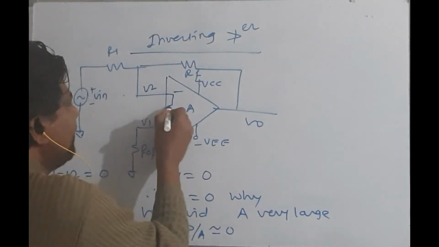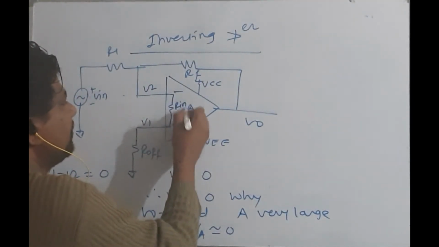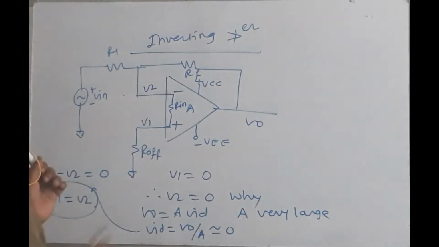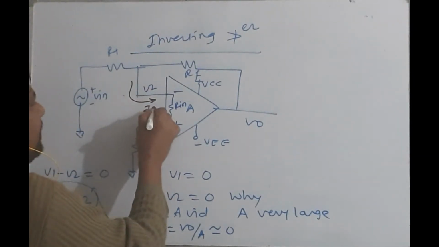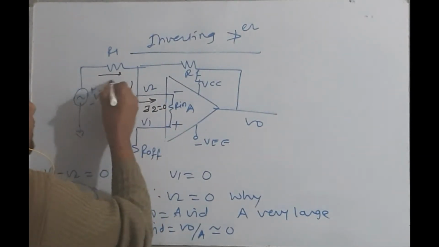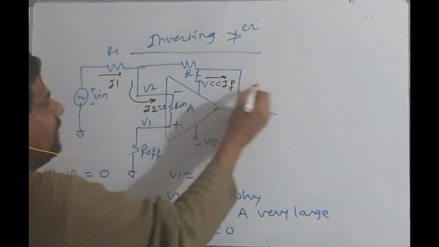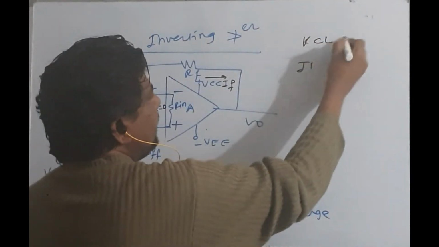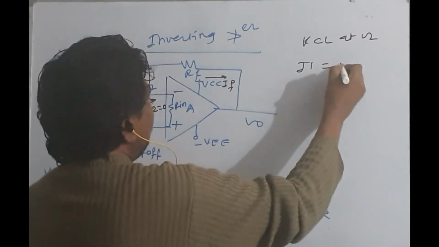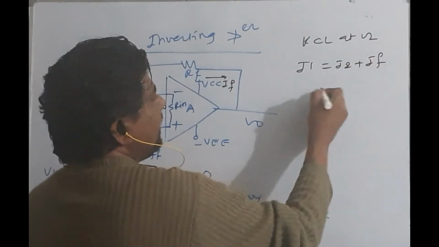Because the input impedance is in the range of a few mega ohms, current will not pass here, so I2 is equal to 0. So this is I1, this is IF. So KCL at V2: I1 is equal to I2 plus IF, but I2 is equal to 0.